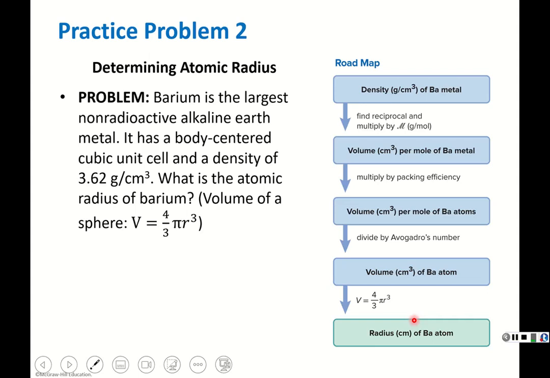Okay, so let's try another practice problem. Barium is the largest non-radioactive alkaline earth metal. It has a body-centered cubic unit cell and a density of 3.62 grams per centimeter cubed. What is the atomic radius of barium? It also gives you the volume of a sphere, which is 4/3 pi r cubed. Here's a roadmap of how I'm going to solve this problem.